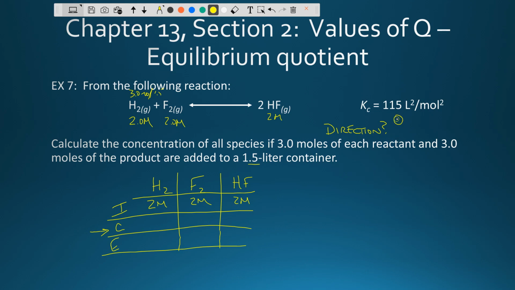So my Q is going to equal my product side. So that's going to be my 2, but that 2 is from my hydrofluoric, so it's going to be squared, divided by my 2 from my hydrogen. Notice there's only one of those, times my 2 from my fluorine, and there is only one of those. Okay, so essentially it's going to be 2 squared divided by 2 squared. So Q ends up being 1, doesn't it?